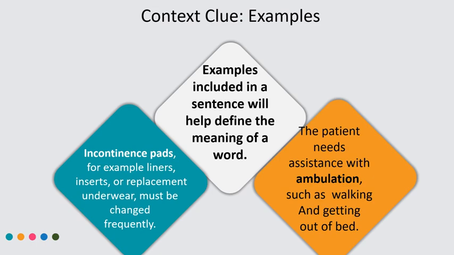Another example, the patient needs assistance with ambulation such as walking and getting out of bed. From this phrase, such as walking and getting out of bed, we can guess that ambulation is the ability to walk without the need for any kind of assistance.